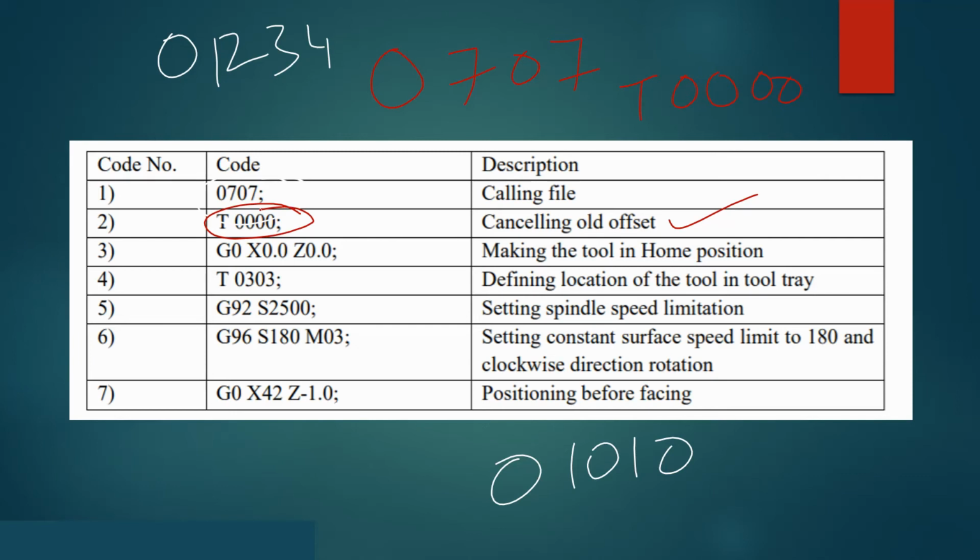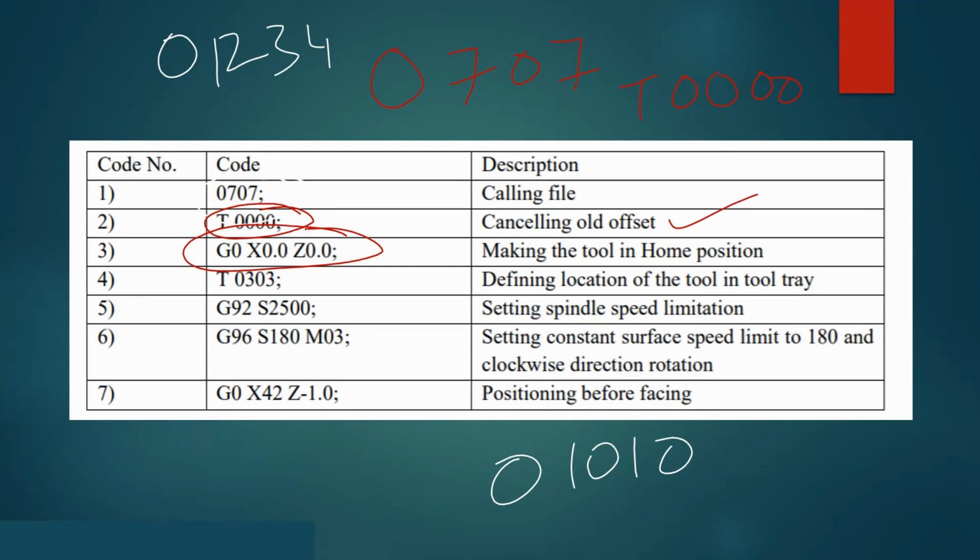Then make the tool go to the home position. Sir, how can we make the tool go to the home position? We have to place the tool in one particular place. Then after that, if we give the command G0 X0.0 Z0.0, automatically it will take it as the home position. From that particular home position, we can do all other commands. G0 is for positioning of the tool, and X0.0, Z0.0, we have set the home position.